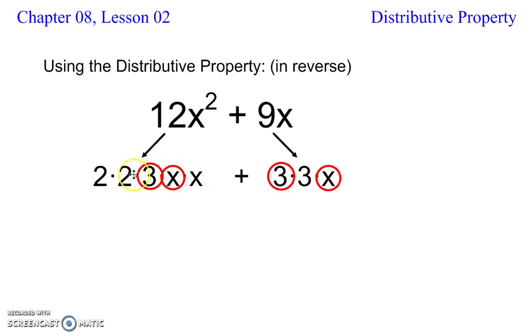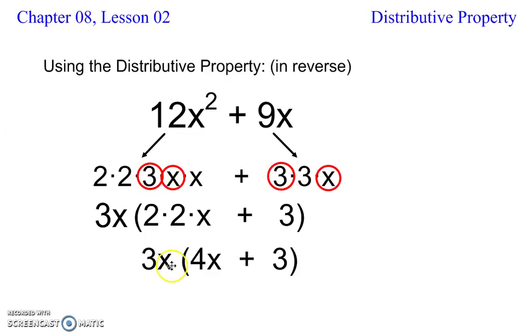If I divide this by 3x, it leaves me with the 2 and the 2 and the x. If I divide this by 3x, it leaves me with the 3. So if I pull out the 3x, what's left is 2 times 2 times x plus 3. And then if I simplify that, that gives me 3x times 4x plus 3, which is what we started out as. So that's how we go backwards. Basically, the reverse distributive property. Instead of putting this into the parentheses, we pull it out of the parentheses.